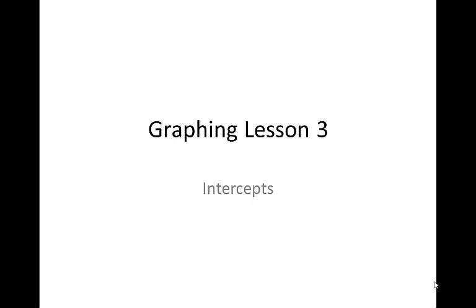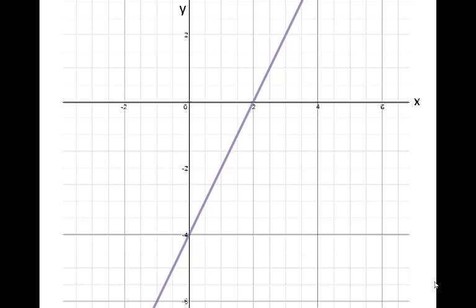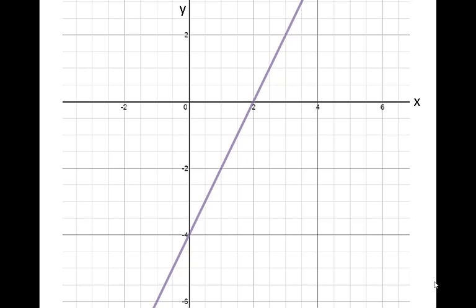All right, in this lesson, we're looking at the x and y intercepts of graphs. So let's look at this graph here. We have the x-axis and the y-axis. This part right here, this 2, is called the x-intercept. It is where the graph crosses the x-axis. And we can represent that as an ordered pair, (2, 0).